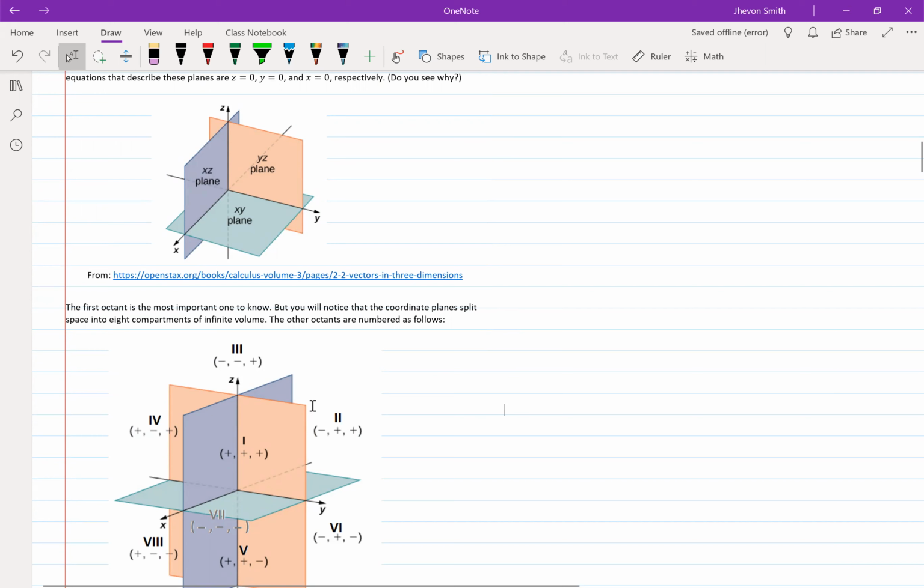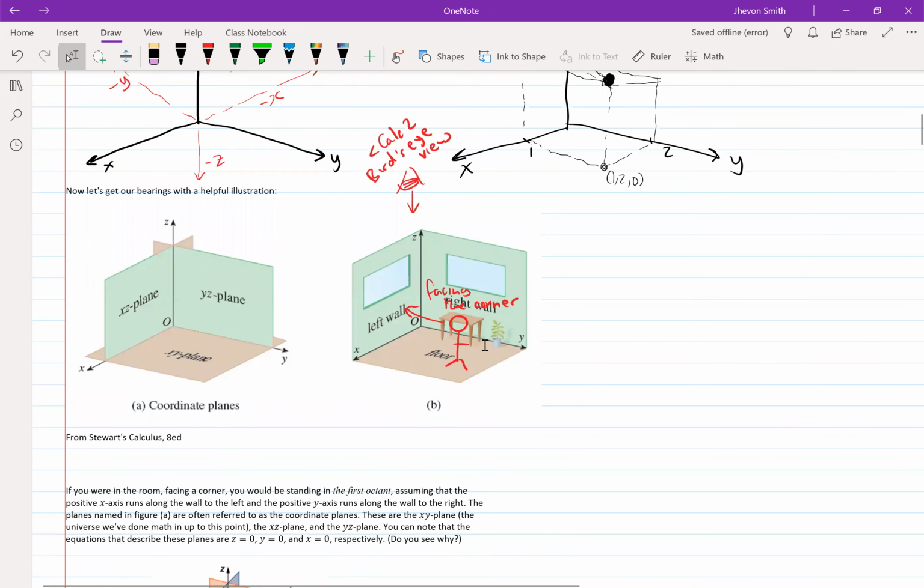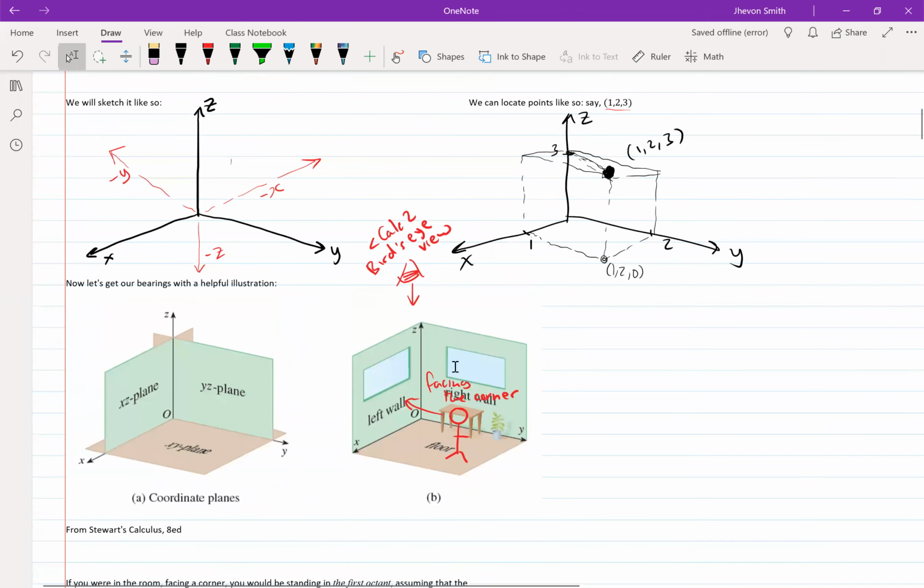And the room that you're currently sitting in is called the 1st octant. Facing a corner is how the axes will line up this way, right? If you want to move a point in space, what you do is you find the x coordinate, the y coordinate, and the z coordinate.